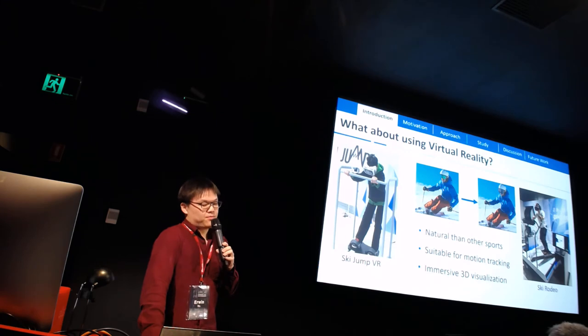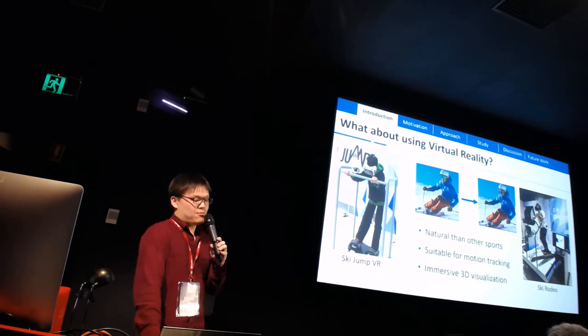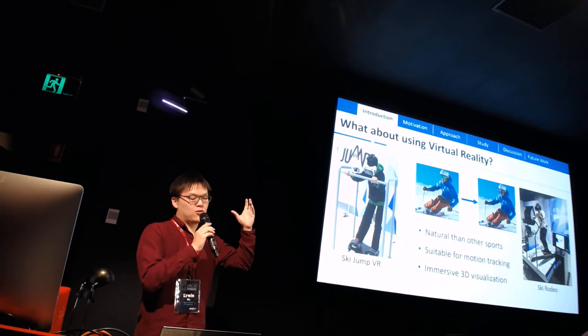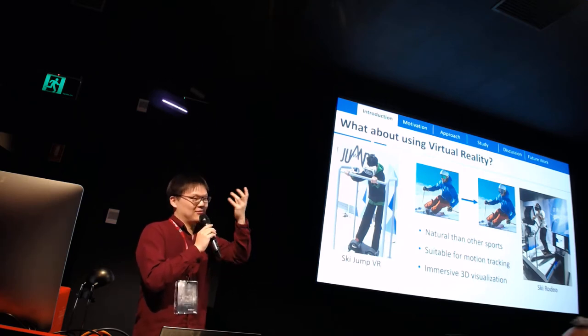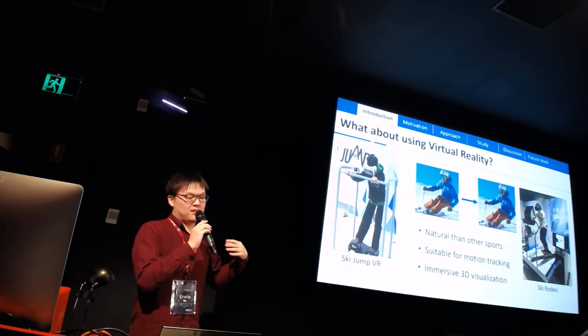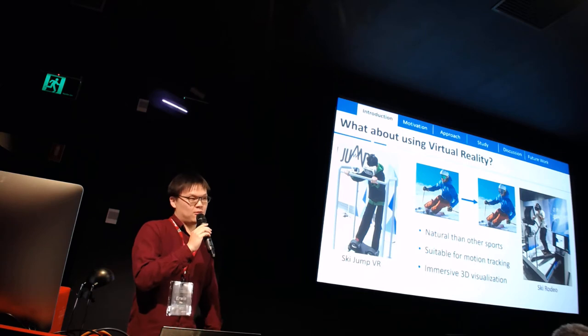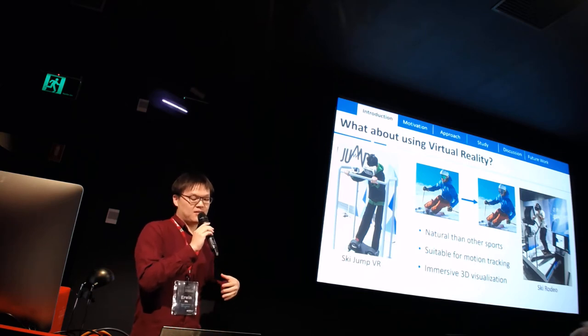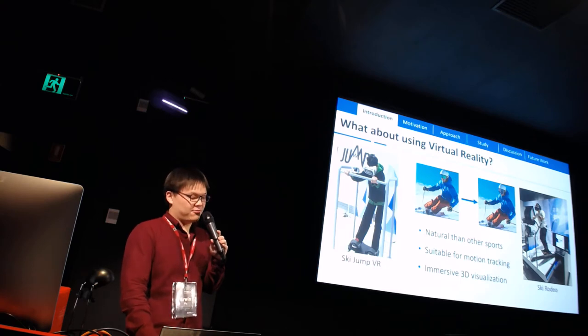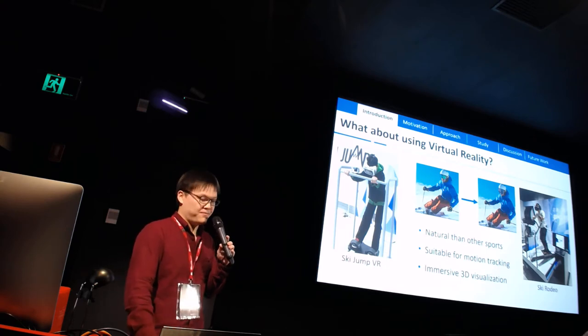To solve this problem, applying VR technology to ski has been proved useful by some commercial products. One most important reason is that putting an HMD on is more natural in skiing because the athletes always have to wear a goggle. Also, for a similar reason, we could put more technology such as motion capture or trackers on the body. At last, obviously, VR can provide better 3D perception for an immersive experience.